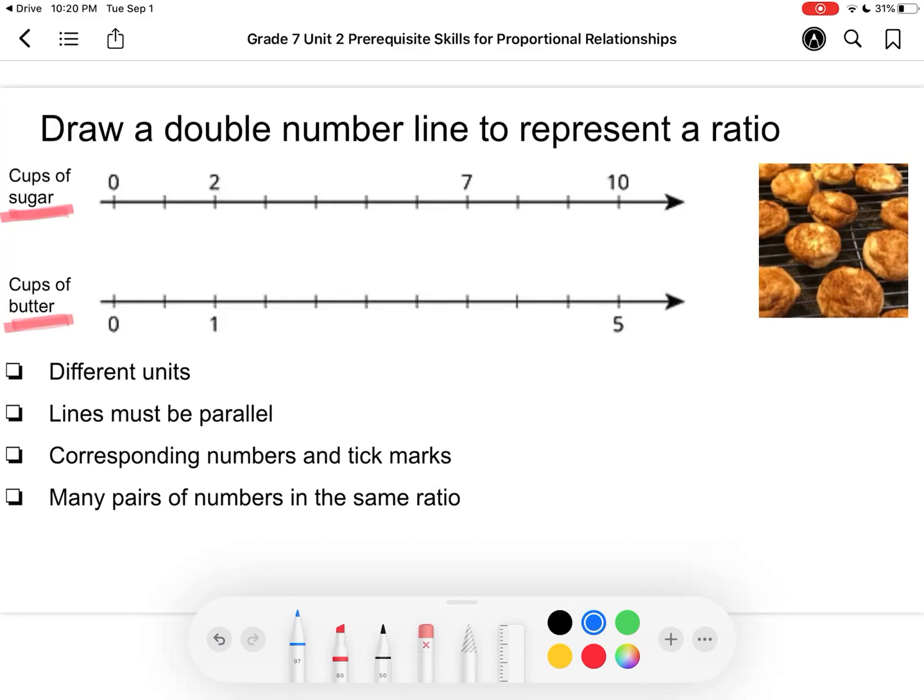There are corresponding numbers. So if you use 2 cups of sugar, you would need 1 cup of butter. If you use 10 cups of sugar, you'd use 5 cups of butter. So you can see there are corresponding numbers and tick marks. And it shows you that there are many pairs of numbers in the same ratio. Again, we're seeing a proportion. 2 cups of sugar to 1 cup of butter is proportional to 10 cups of sugar and 5 cups of butter.